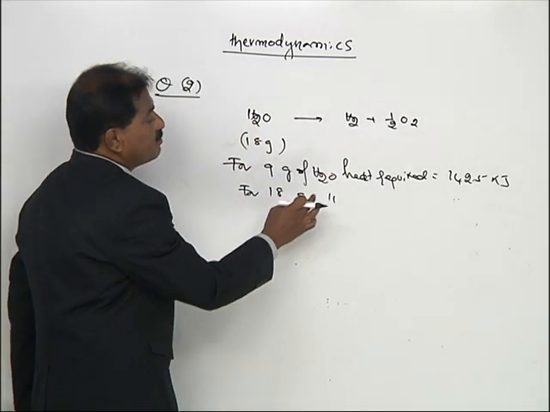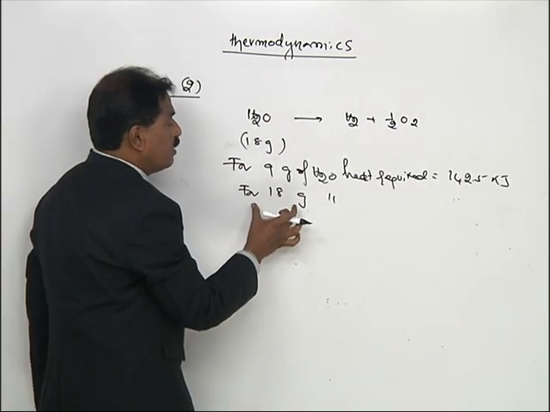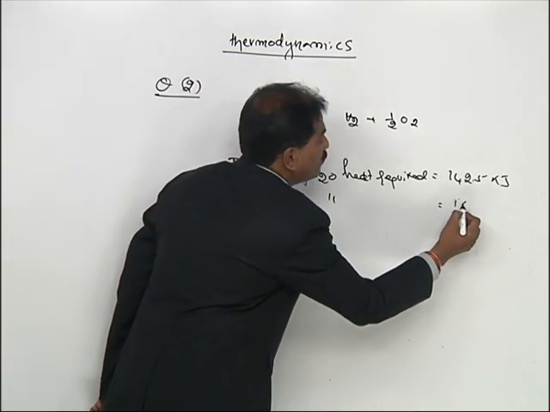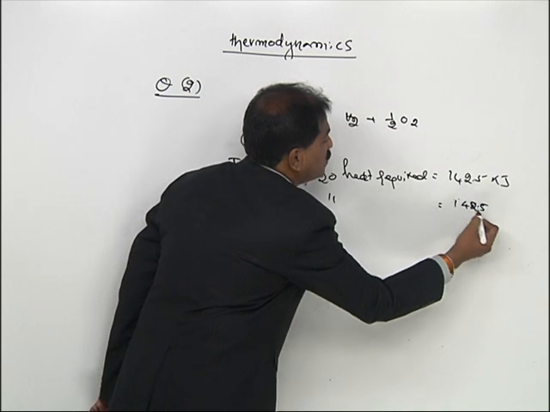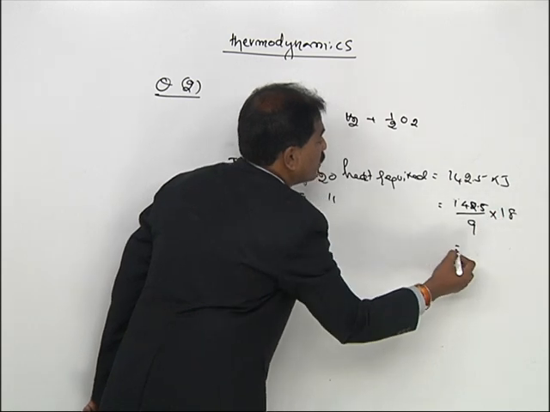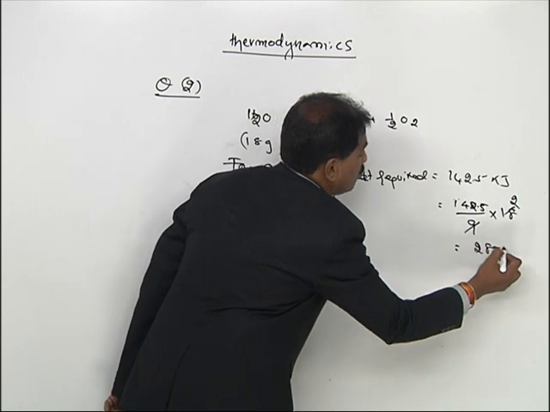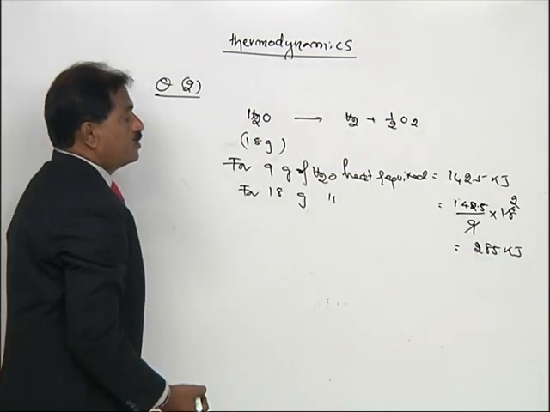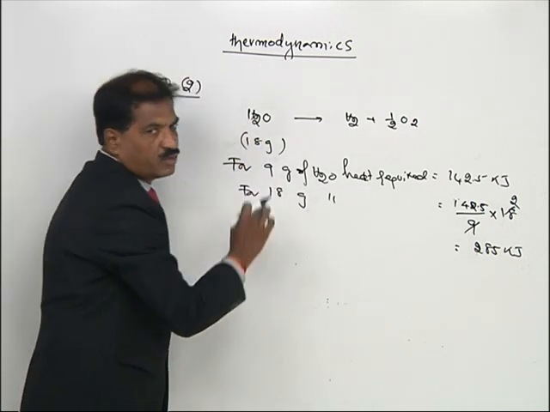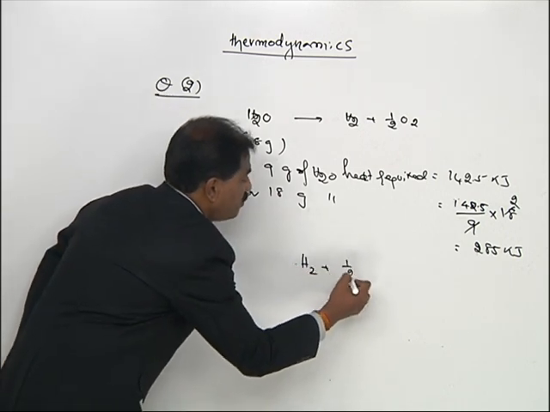For 9 grams of water, heat required is given as 142.5 kilojoules. Therefore, first we calculate the heat required for the decomposition of 18 grams of water. For 18 grams of water, the calculation is 142.5 by 9 into 18. Therefore, this is 285 kilojoules. Next, based on this heat required to decompose 18 grams of water, we have to calculate the heat of formation of water. For that purpose, first construct the formation reaction for water.